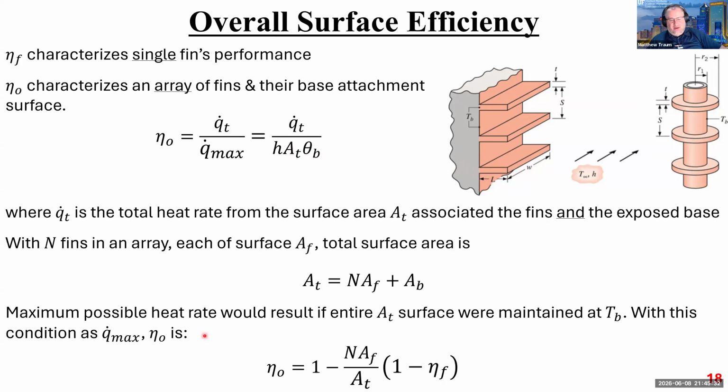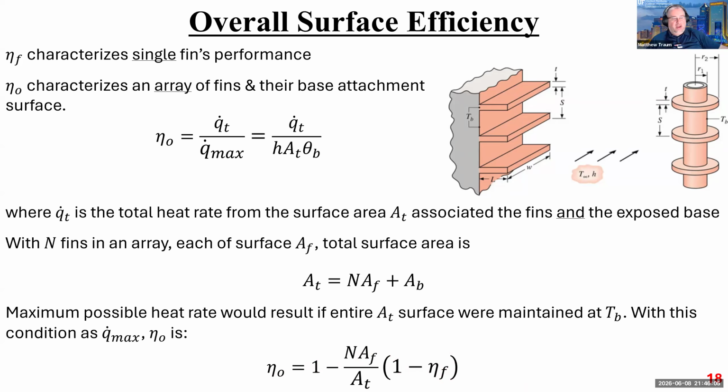The book has a series of intermediate steps, which I'm not going to show you. If you're interested, you can go and find them in the book. But the end result is that you get this equation for the efficiency of an overall array of fins, right? So 1 minus N times A_F divided by A_T multiplied by 1 minus the efficiency of a single fin, right? So this is an equation that you can use, or if you're interested in how it's derived, you can go to the book and see its complete derivation.